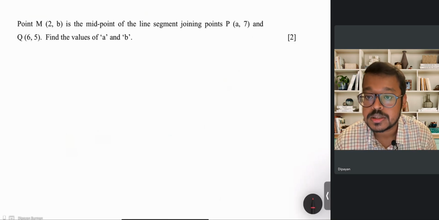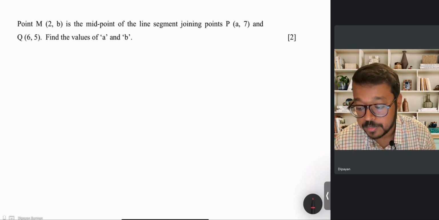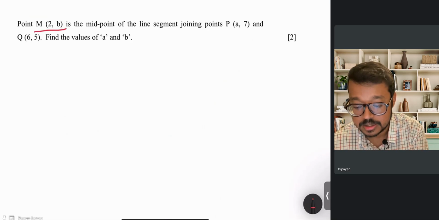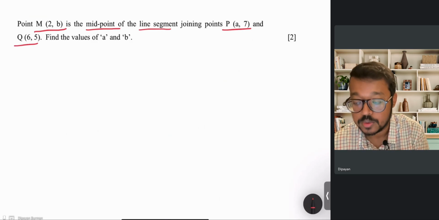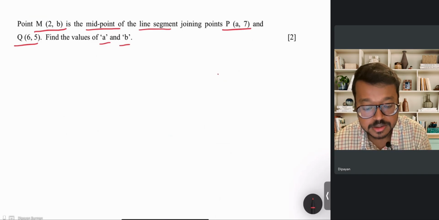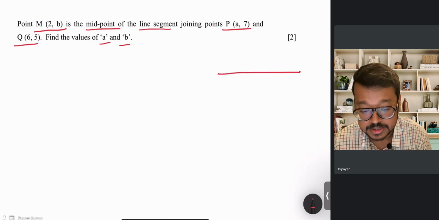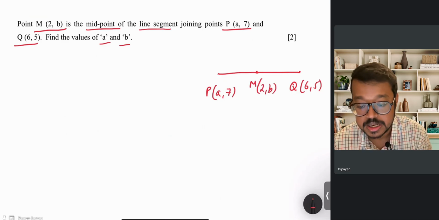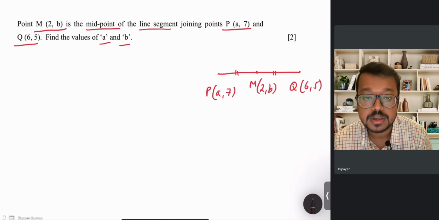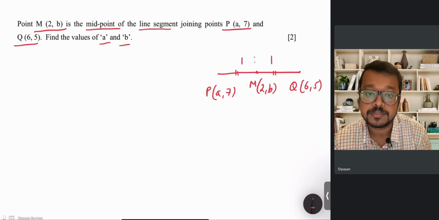Now this question is based on midpoint. Given that point M (2, B) is the midpoint of the line segment joining P (A, 7) and Q (6, 5), we have to find the values of A and B. So we can just do a rough figure saying that we have point P (A, 7) and point Q (6, 5), and point M is the midpoint. So let's say this is point M, coordinates (2, B). So it's the midpoint of the line segment, or it's the ratio 1:1.